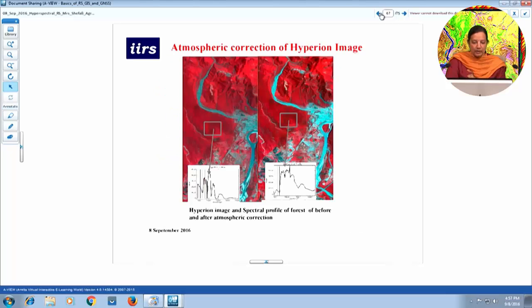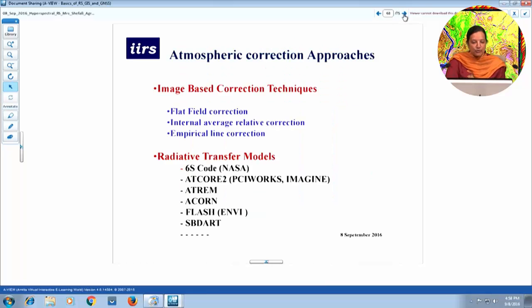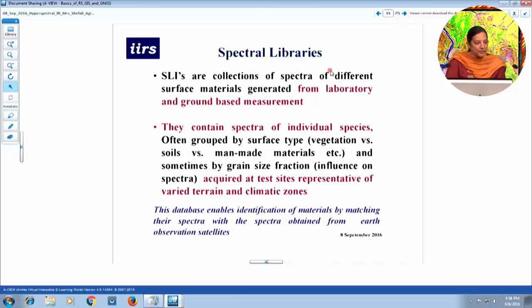Now in case of hyperspectral sensors, as we said, the spectra which is generated from the image is compared with the ground spectra. The collection of ground spectra is known as spectral libraries. They are basically references using which you compare the image spectra, try to correlate the two of them, and say this is this feature on the ground. They are nothing but a collection of spectra of different surfaces generated from lab and ground measurements, and they contain spectra of individual species acquired at test sites which are representative of different terrain and climatic conditions.